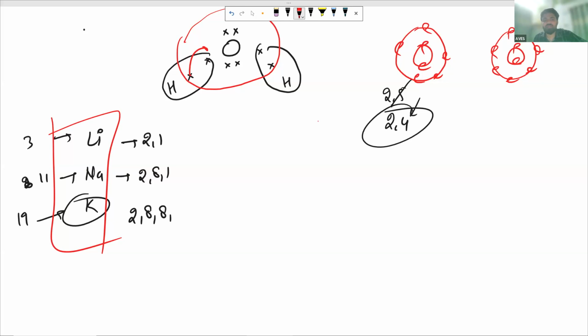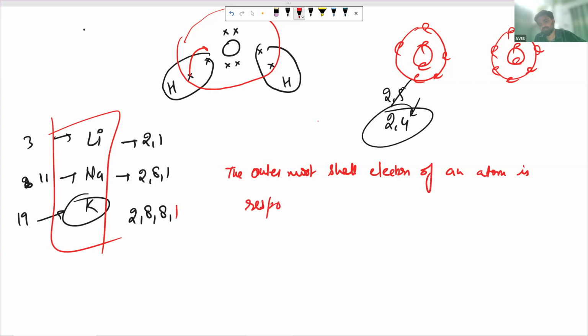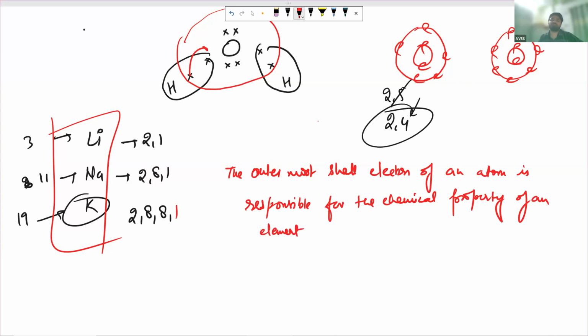Okay. So this is sodium and lithium, and the outermost electron is responsible for the chemical properties. If elements have the same number of electrons in the outermost shell, then they must have the same chemical properties. So please note it down. The outermost shell's electron of an atom is responsible for the chemical property of an element. Please note it down, dear students.